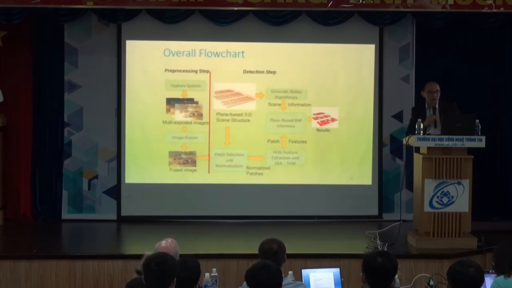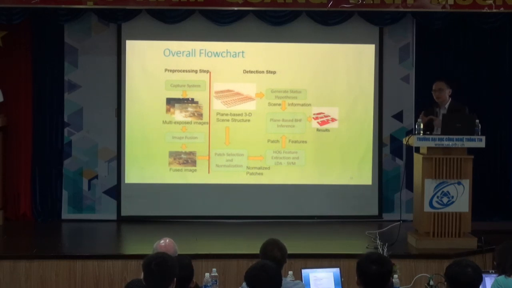So the overall system flow will look like this. In the pre-processing part, we have many exposure images and try to fuse them in order to get enhanced images. Therefore, the nighttime issue can be solved. And later on, we go to the detection part.